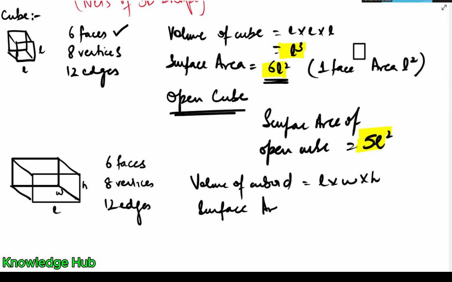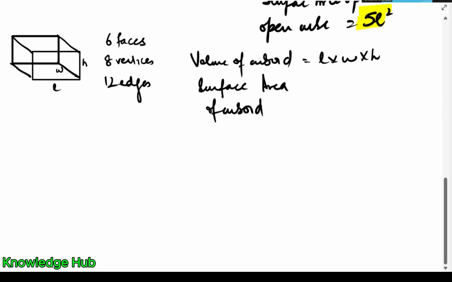Now let's talk about the surface area of a cuboid. Please try to understand how a cuboid is made. See, this is the base. It includes length and width. So base and top give 2 times length times width. 2 faces are done, so out of 6, 2 are done. How many are left? 4.